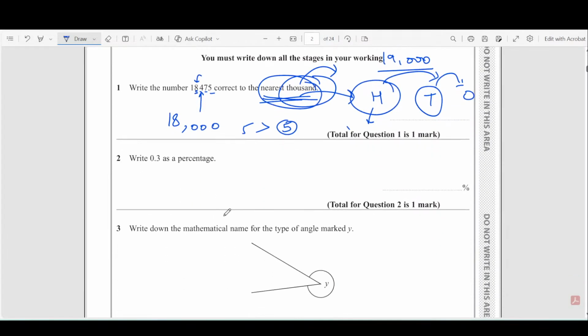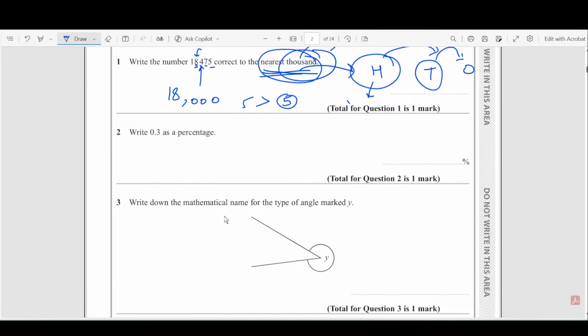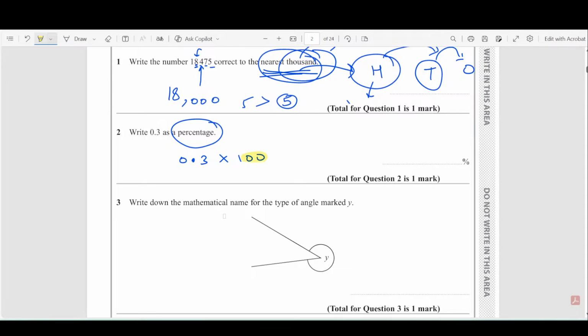That's the rule. Next: write 0.3 as a percentage. To convert a decimal into a percentage, just multiply it by 100. So 0.3 times 100. How do we do the math? Check the number of zeros. There are two zeros, so we need to move the decimal two places towards the right.